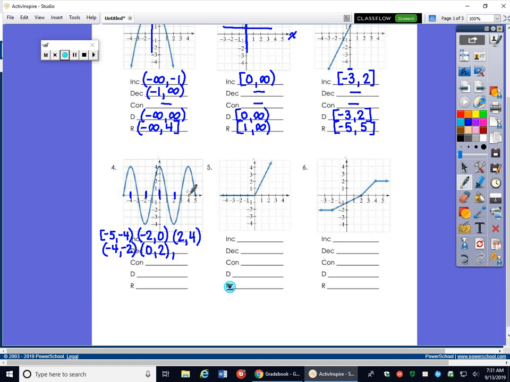And then again from 4 until 5, the 4 needs to be a parenthesis because that's a change of direction, but the 5 can be a bracket because that's an end point. It's not changing direction. It's not constant anywhere.